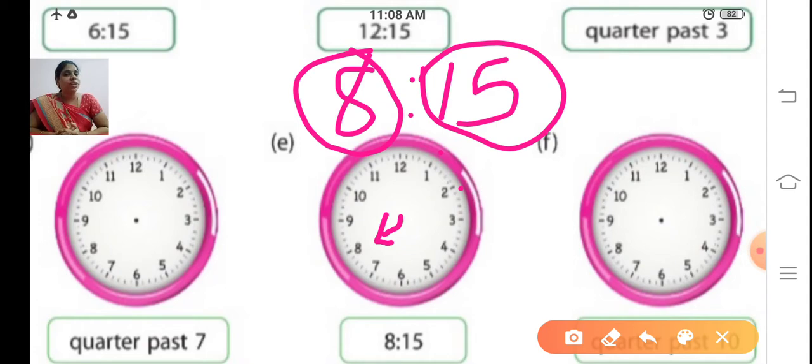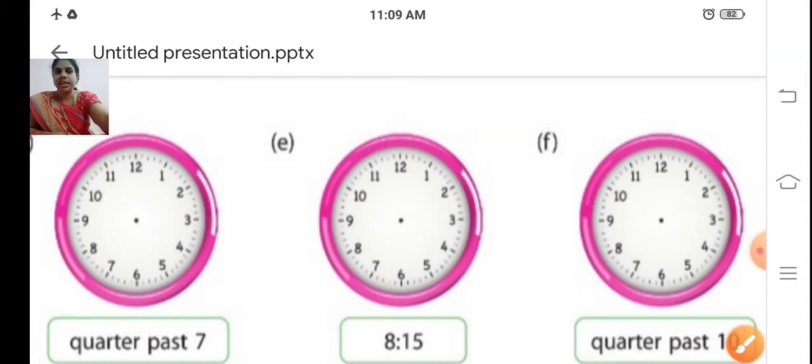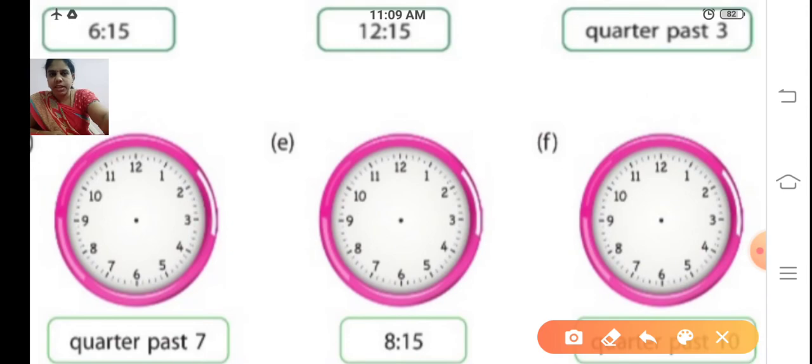It should be at 3. So 15, where does 15 come? This represents 5 minutes, 10 minutes, 15 minutes, 3. So the minute hand, the longer hand, should be at 3. Just draw this: the smaller hand at 8 and the bigger hand at 15. So the time is 8:15.